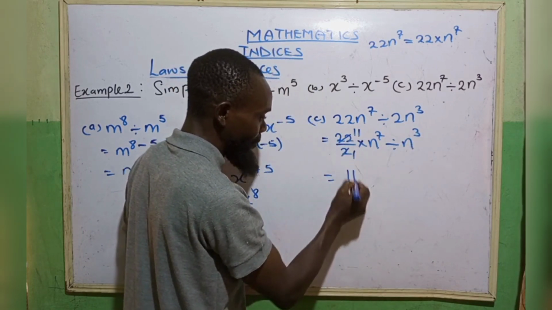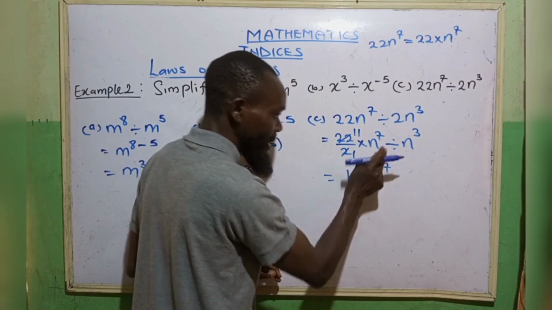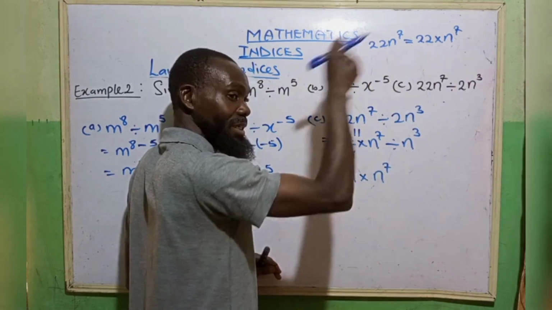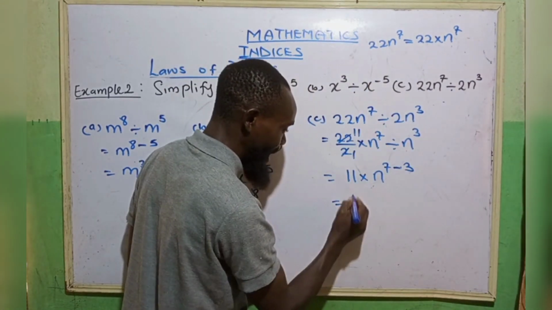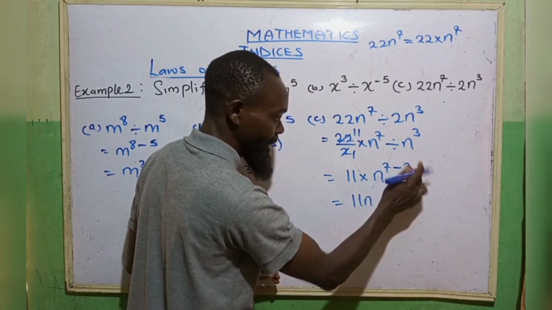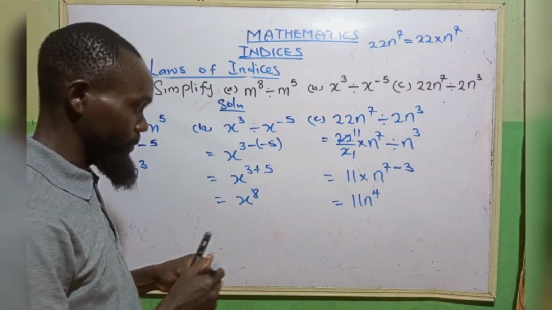So we have 11 times, pick one of these n raised to power 7. The division changes to what? Minus at the power minus 3. So we have 11n, 7 minus 3, we have what? 4. 11n raised to power 4.